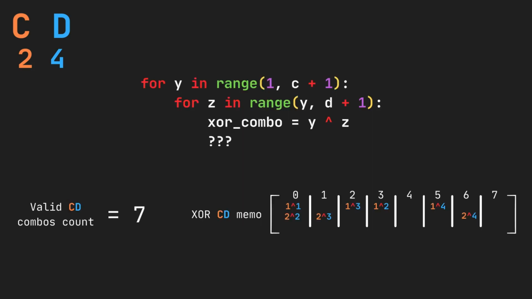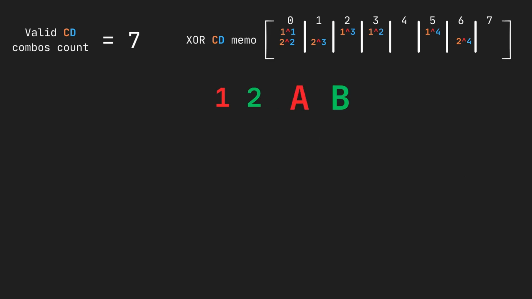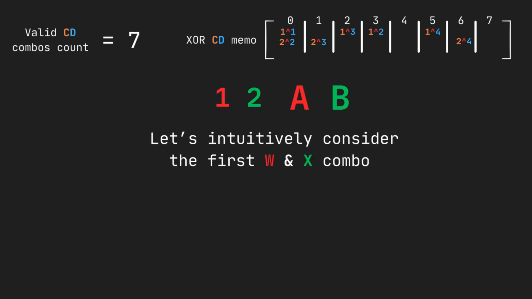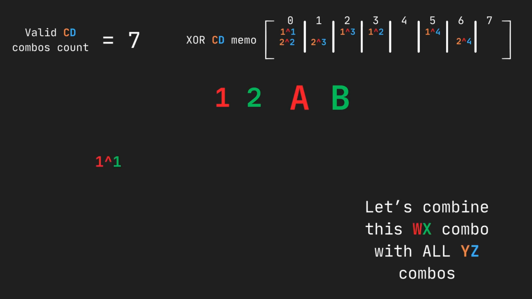Okay, so now that we've pre-computed our combinations, and keep in mind these are all the possible combinations with all combinations stored, let's handle the full set of W, X, Y, and Z combinations. Let's put them all together to see how they work. Let's first start off on the left-hand side and grab the A and B. We're going to append them to each iteration of the value for W and X. So let's intuitively consider the first WX combo, which is 1 XOR 1. We're just going to combine all the YZ combos, which is what we already have in our list, to those.